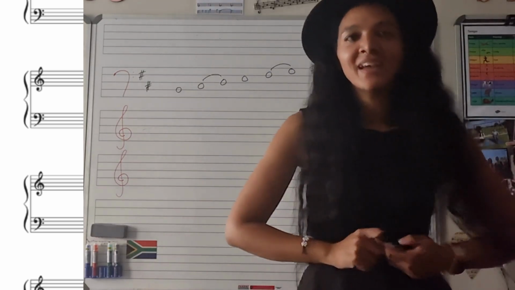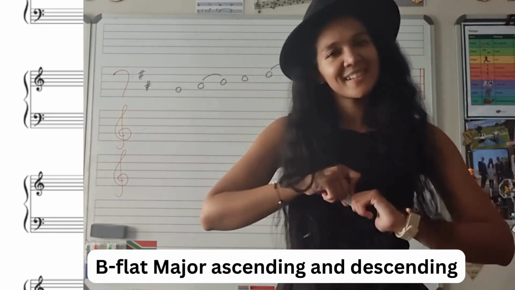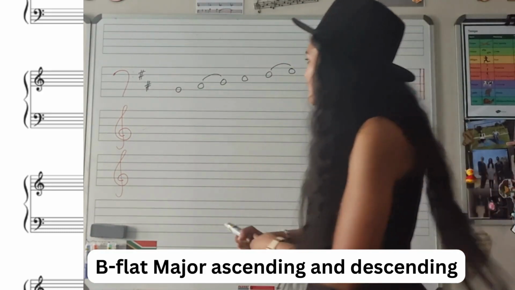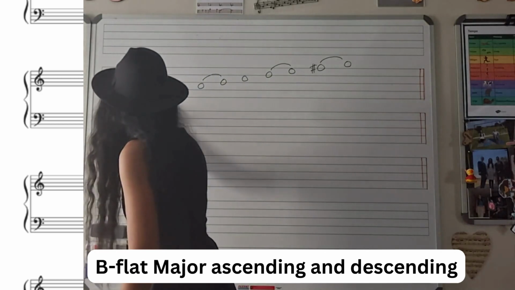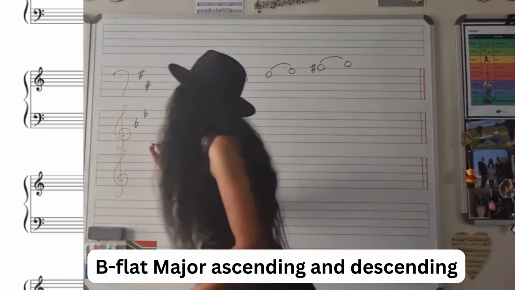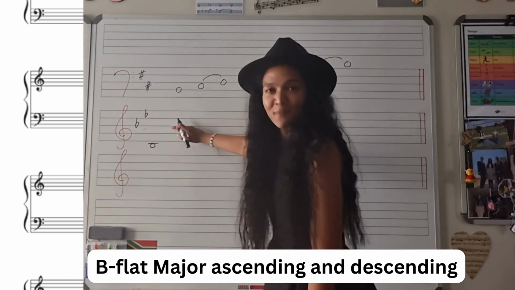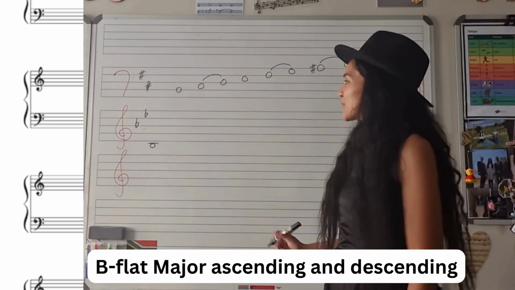Then we're going to go ahead to our next question. This one is in the treble clef, B flat major, ascending and descending. So we're going to put in our key for B flat major, and then we're going to go ahead and find a B flat, and we can definitely have that low B flat, or we can have the one in the middle of the stave, it just depends where you want to put it.